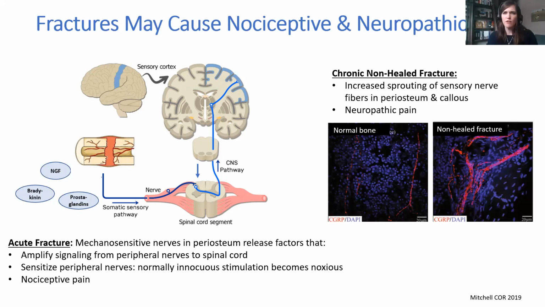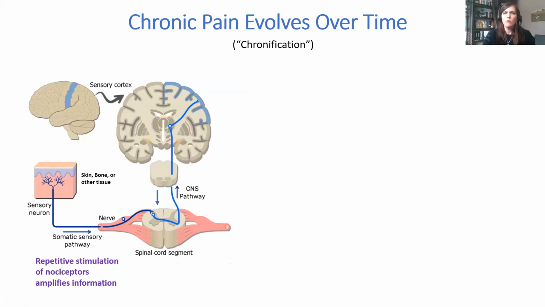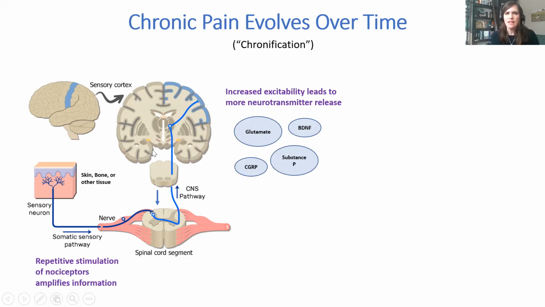In chronic non-healing fractures, these factors and this repetitive stimulation can lead to increased sprouting of sensory nerves in the periosteum and the callus. And so this can lead to neuropathic pain. So an important aspect of chronic pain is that it evolves over time. And this is sometimes called the chronification of pain. So if there's repetitive signaling from these tissue nociceptors over a long period of time, 3 to 6 months or more, the information actually gets amplified. So you have more information going to the central nervous system. And here, increased excitability in the central nervous system leads to more neurotransmitter release.